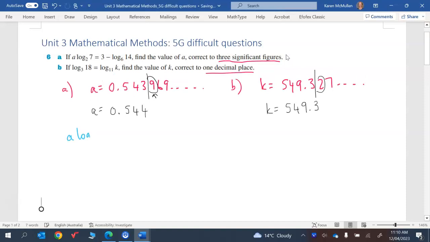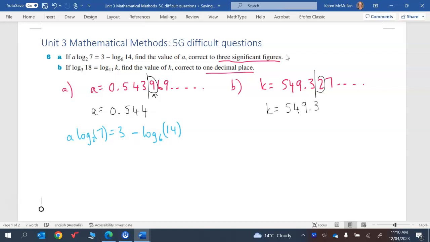So we've got A times log base 2 of 7 equals 3 minus log base 6 of 14. Just make sure your bases are little, all right, and your argument, so the 7, is the same size as your log, and here the 14.